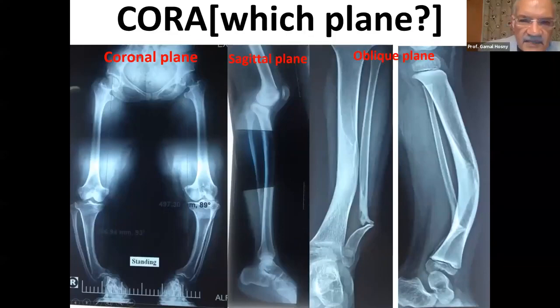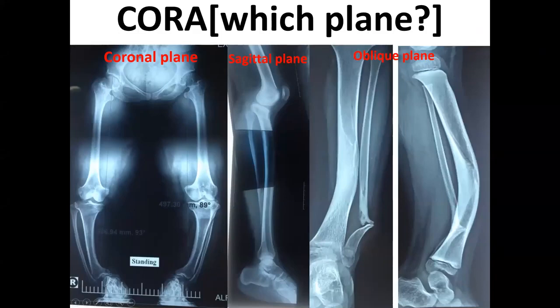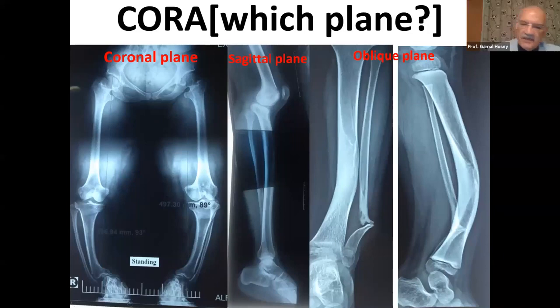The CORA can be in any plane. We have a coronal plane, it's this plane. You can see the coronal plane in the AP view. This is the sagittal plane, if you see it in the lateral view. So if you have a deformity in the coronal plane, it's varus or valgus, and if you have a deformity in the lateral X-ray, this is the sagittal plane, recurvatum or procurvatum. And if you have the deformity in the AP and lateral, that means it's in the oblique plane. It's in between the coronal and the sagittal plane. So the CORA can be in the coronal plane, the sagittal plane, or the oblique plane.